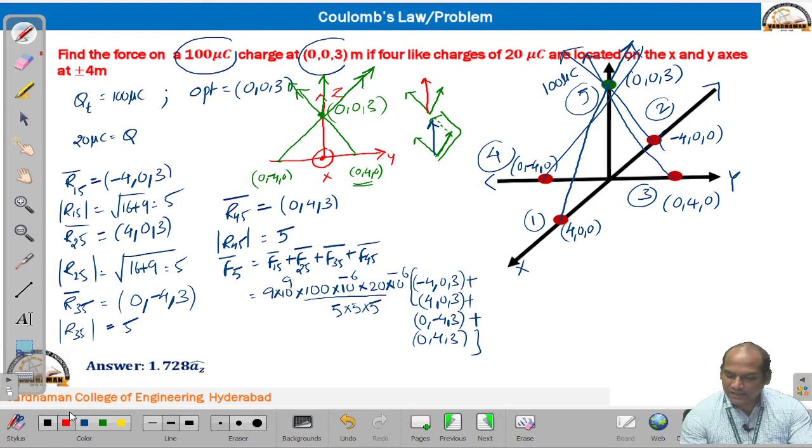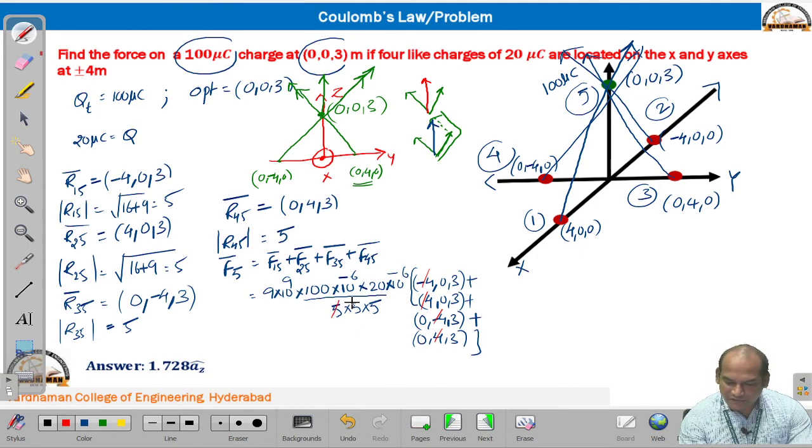If you observe one thing, in the x components, -4 plus 4 will be cancelled, so there is no x component. In the y components, -4 plus 4 will be cancelled, so there is no y component, but only z components exist. Okay. So, that 3 is coming 4 times, that we have to calculate: 4 into 3 into a z cap we will write. Okay. So, in this manner we have to do.